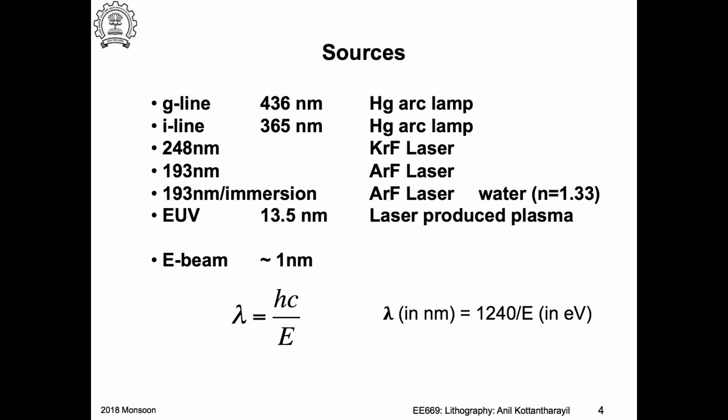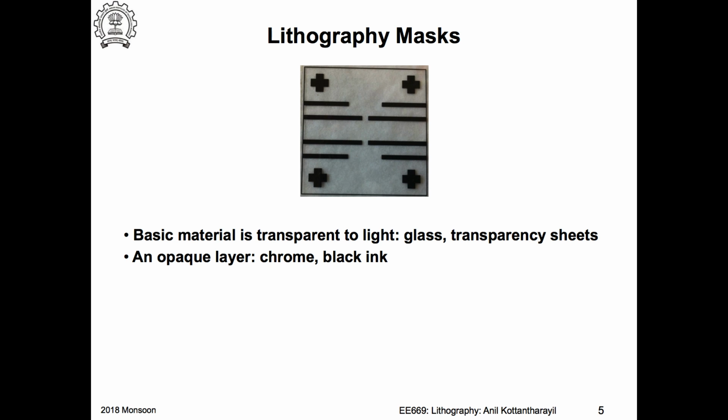I think there are technologies already, some people have developed these things, but not in commercial use, because of the huge cost involved in the extreme UV systems. Okay, lithography mask. This is a simple mask that somebody has made for some applications, a glass plate with chrome, or you can also print it on transparencies if the dimensions are not very small. So the basic material is transparent to light.